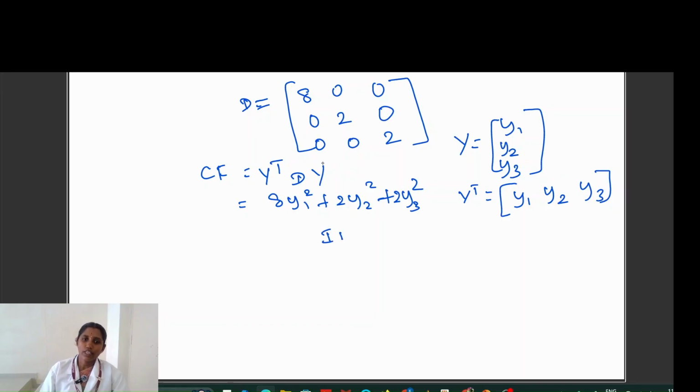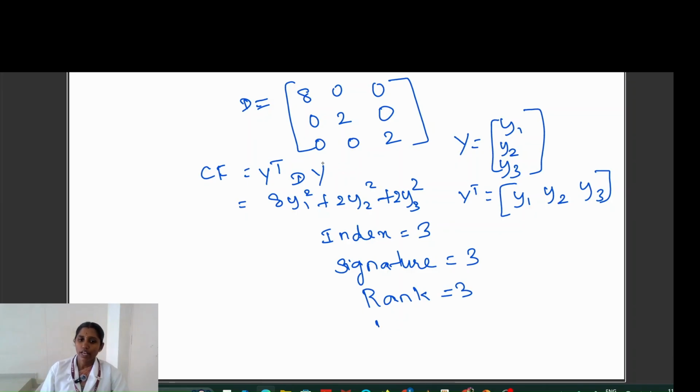First, we have to find the index. Index means the number of positive square terms. Here these three terms are positive and also square terms, so 3. Next, signature. Signature means the positive square terms minus the negative square terms. Here there is no negative square term, so 3 minus 0, 3. Next, rank. Rank means the number of square terms. Here square terms are 3. Next, nature. Already we know the table to find the nature. Nature is according to eigenvalues. Here all the eigenvalues are positive. So it is positive definite.